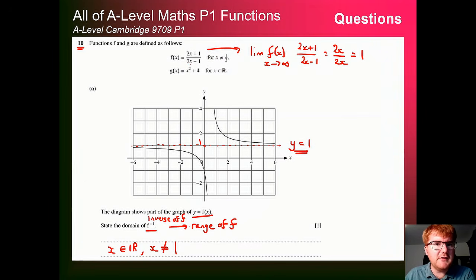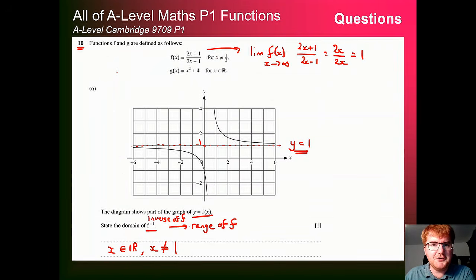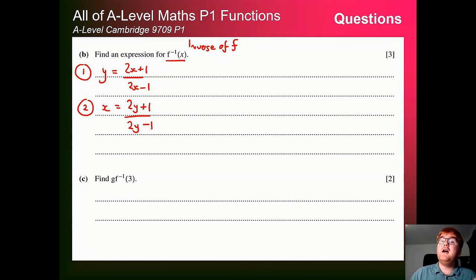So if we crack through this, first of all, y is equal to the function we have, which is 2x plus 1 over 2x minus 1. Remember that 3-stage procedure we're going to go through. Step 2 here, we swap the y's and x's over. So wherever I see a y, I put an x. Wherever I see an x, I put a y. It's very similar to a question we've already done. And now we want to make y the subject.